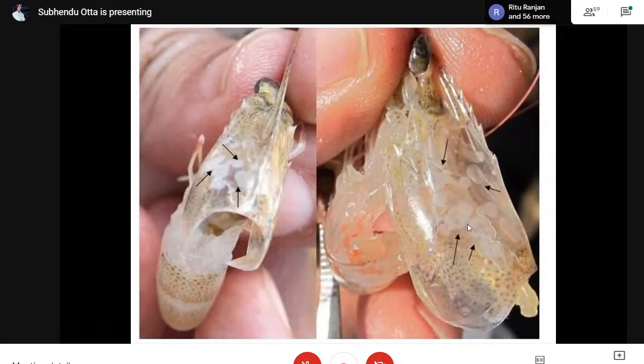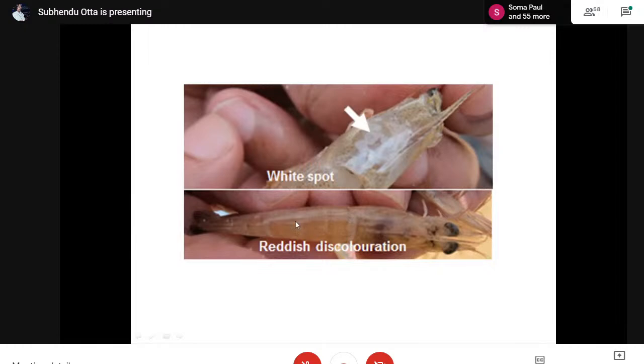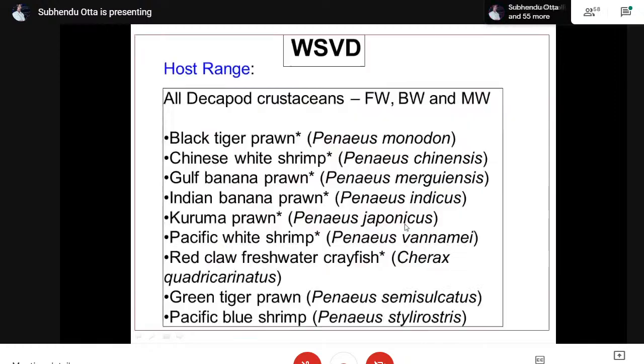And Penaeus vannamei is called the Pacific white shrimp. Because it is white, it is difficult to see the white patches. But if you lift the carapace and dry it for a little time, 5-10 seconds, then the white patches will also be very clear. Another sign in vannamei is reddish discoloration. Once you see the reddish discoloration, you can guess that white spot syndrome virus may be in the shrimp. So it has a very wide range.